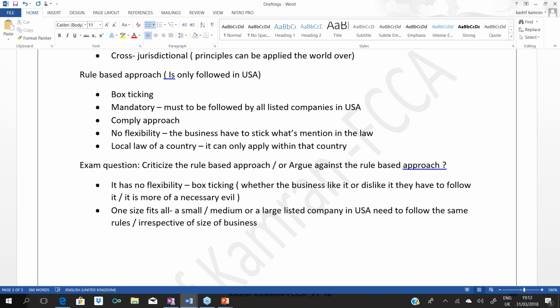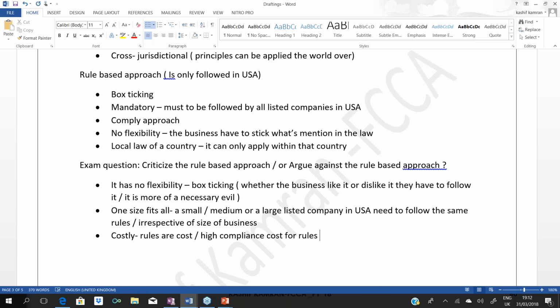Had it been principles, a small company could have decided principles in their favor. A small company could have taken a decision on what is good for them. But in the case of America, a small company cannot take a decision. They have to stick to what has been stated. So it's very costly. Rules are costly because there is a high compliance cost for rules, because you need to stick to rules.